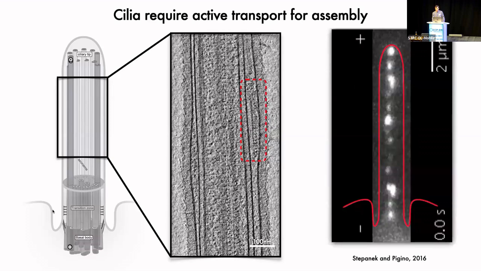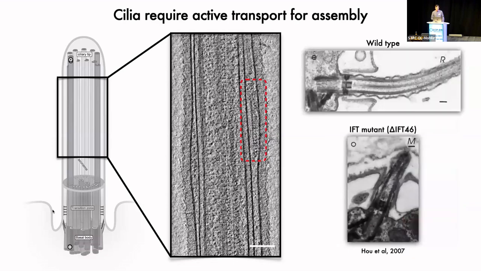And then when we look in live cells, we see it's a very dynamic process. So this is one of these IFT proteins, which we've labeled with a fluorescent tag. We can see that there's rapid unidirectional transport from the base to the tip. And then that's actually a new process going from the tip back to the base. So it's occurring in cycles.